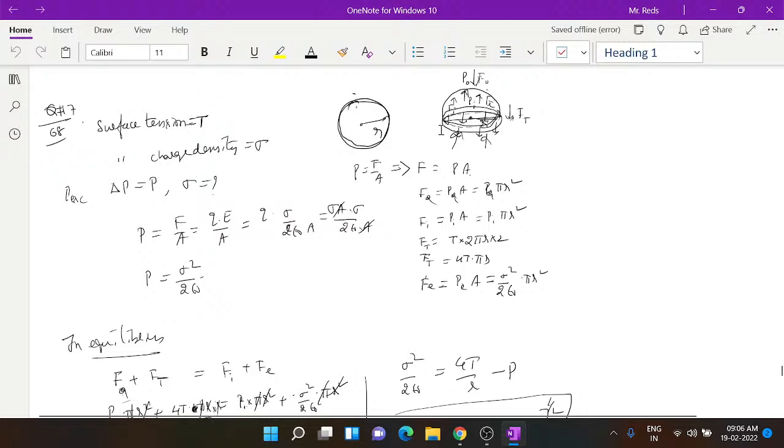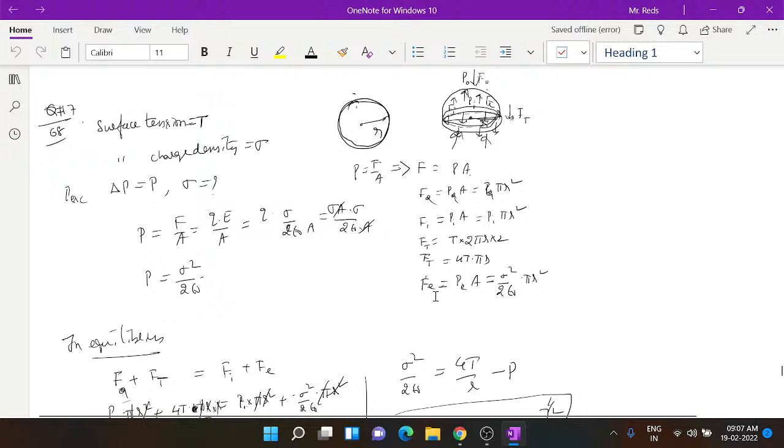Next, force due to surface tension. Surface tension acts because the soap bubble is considered to have two free surfaces. So on the circumference, surface tension will act downwards on the inside circumference and the outside circumference. So the surface tension force is equal to surface tension into the effective length, which is 2 pi r into 2. So it is 4 pi r into T, or 4T into pi r.